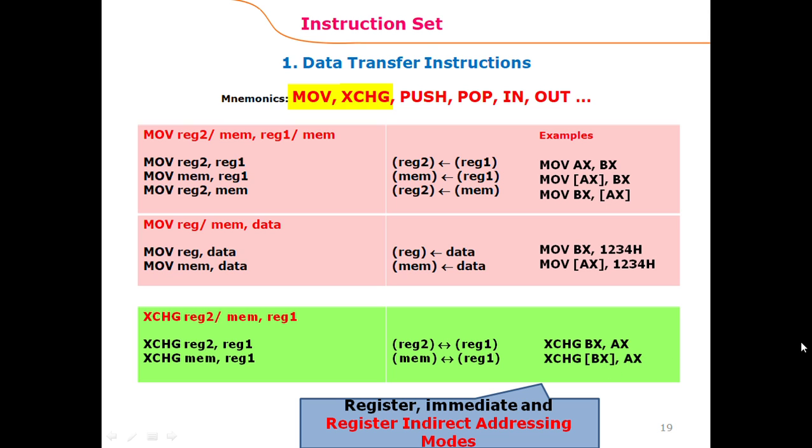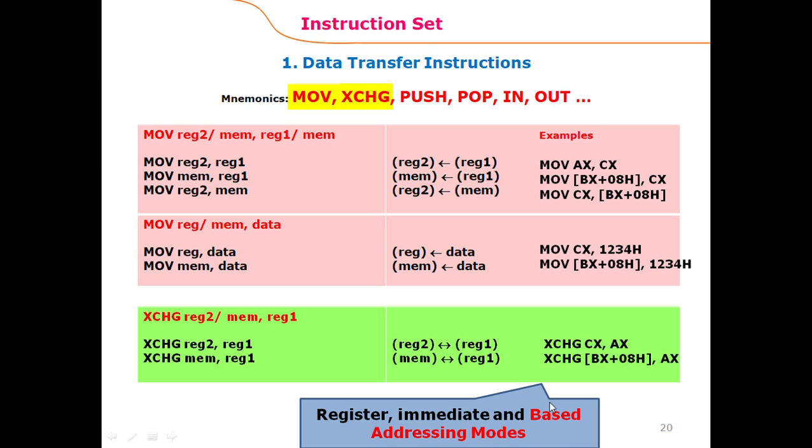Apart from the direct addressing mode and register indirect addressing mode, other addressing modes can also be introduced in these instructions. These are the based addressing modes, along with register and immediate addressing mode.